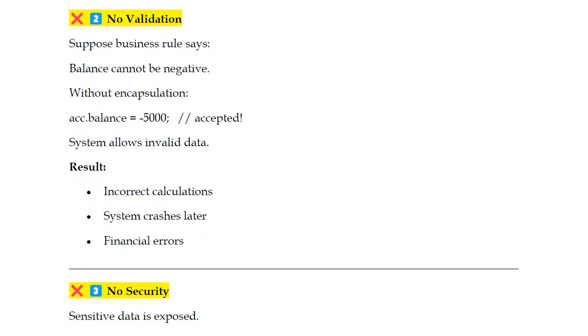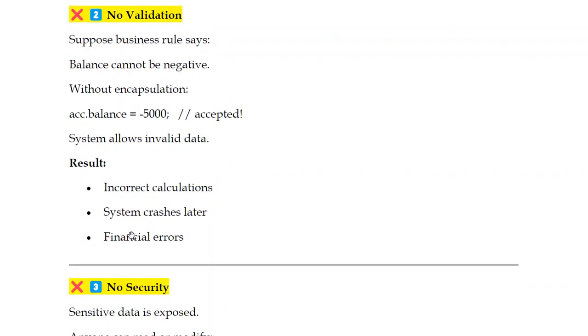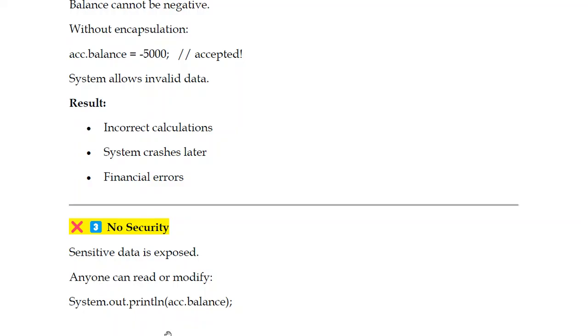Even though the business rule says so, it will be allowed because you're directly accessing. With a public access modifier, you can access the data member with the help of the object reference variable. The system allows invalid data. So it results in incorrect calculations, system crashes later, and financial errors may come. If we check the balance and instead of 10 lakh it shows minus 10 lakh, what will happen? So you have to validate it.